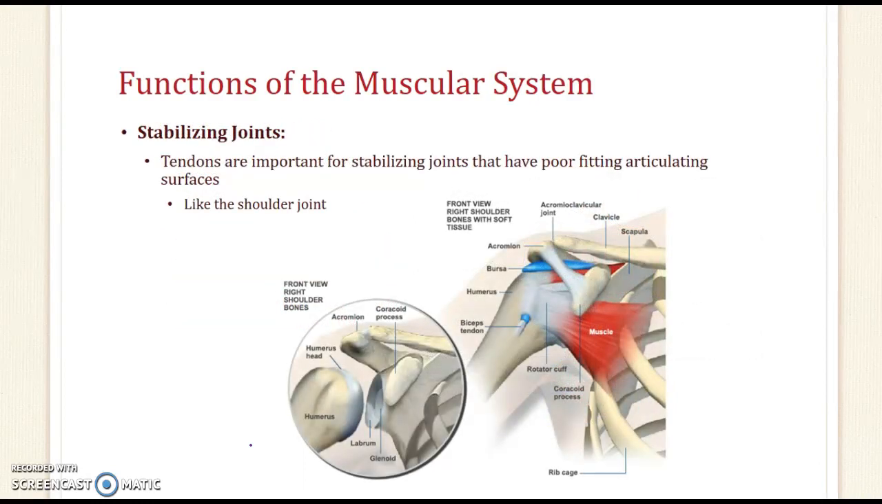Stabilizing joints. Tendons are really important for stabilizing joints. For example, you have your rotator cuffs. If you're any sort of athlete, especially with baseball or softball, you've heard of rotator cuffs. The rotator cuffs are actually 4 muscles that surround your shoulder joint, and they really help keep your shoulder joint in place.